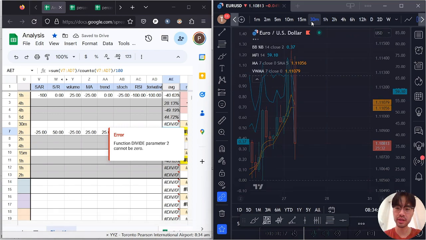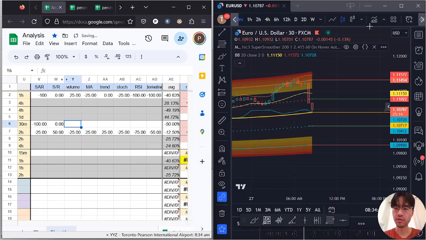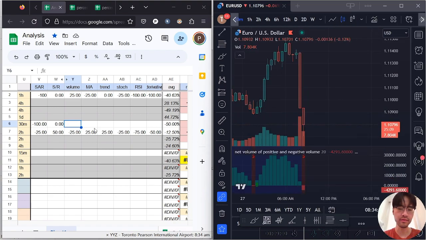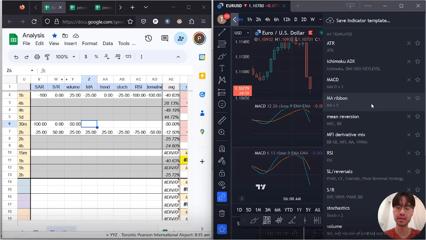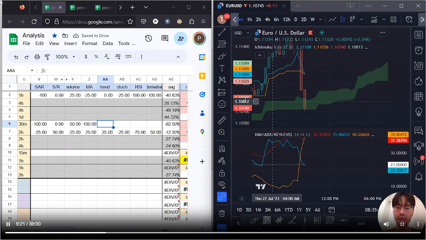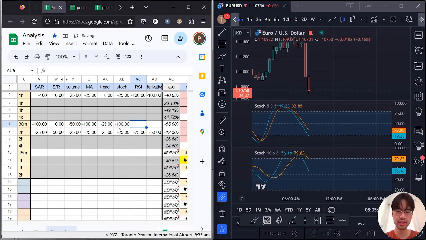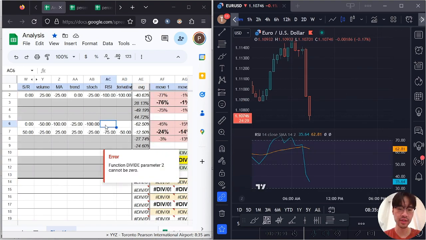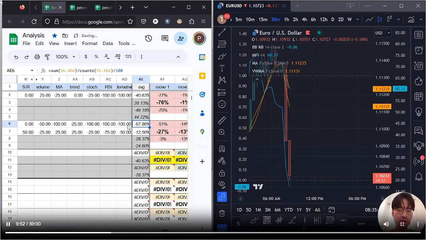Now for the 30-minute, got negative 100 on this one. A 0 for inversion. Volume, we have a negative 50 then. MACD, minus 100, and also minus 100 for that one. The trend, we're going to get a negative 25. Stochastics, negative 100. For the RSI, that is funny, negative 100. For the derivative, we can get a negative 100 as well.